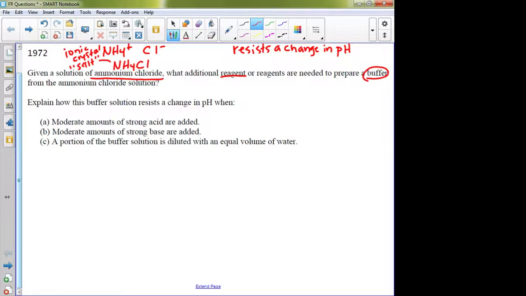Okay? So how does it do that? It does it by being able to take. So a buffer has to be able to remove H positive and OH negative in solution. So it's got to be able to remove H positive and OH negative in solution. So a buffer is normally made of a weak base or a weak acid with its conjugate salt.